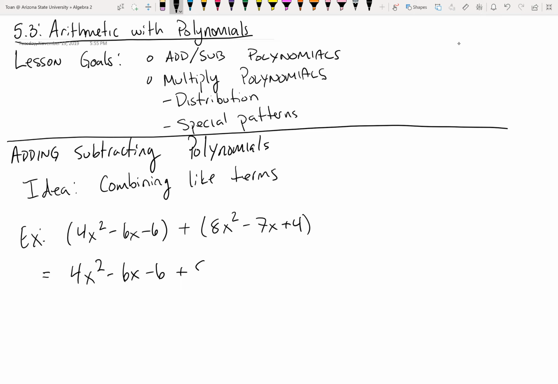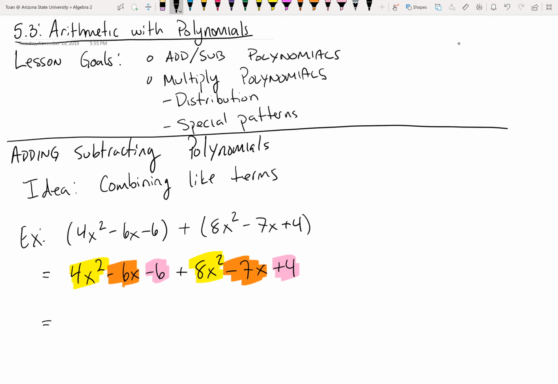So if you're adding and there's nothing outside the parentheses, you can actually drop them. Now the name of the game is simply combine like terms, right? We can group all the x squares together, we can group all the regular x's together, and then we can group all the constants together. That's it. You're done. Easy peasy. So just combine like terms.